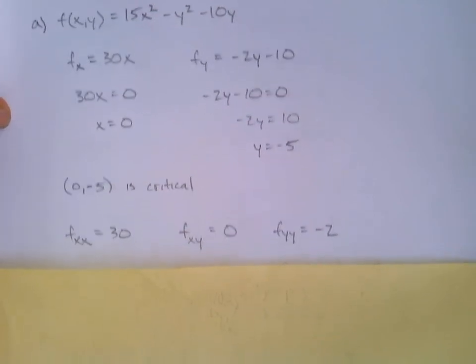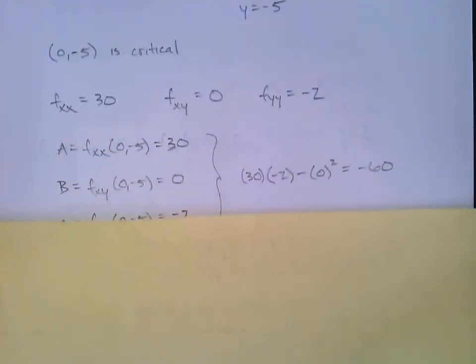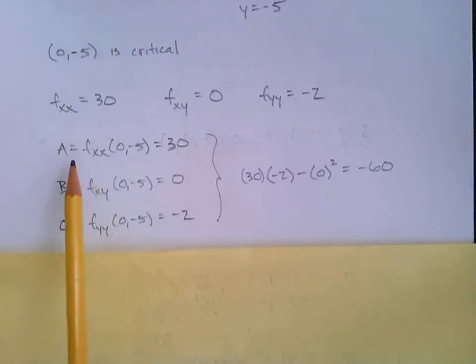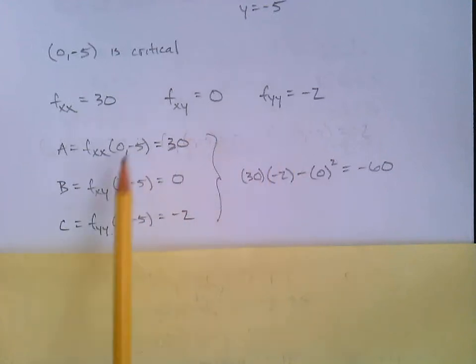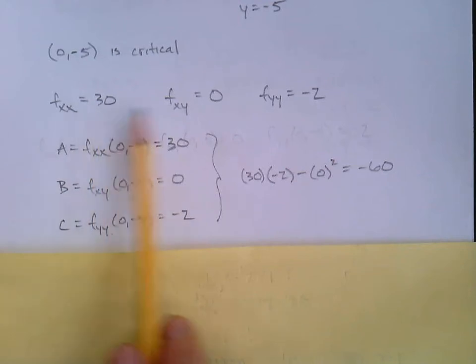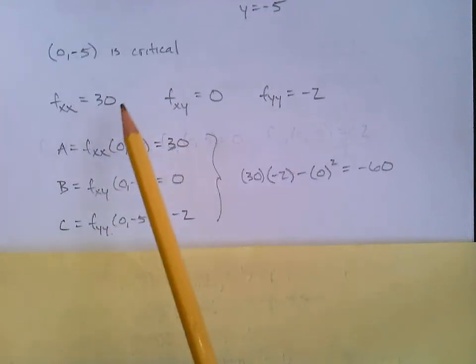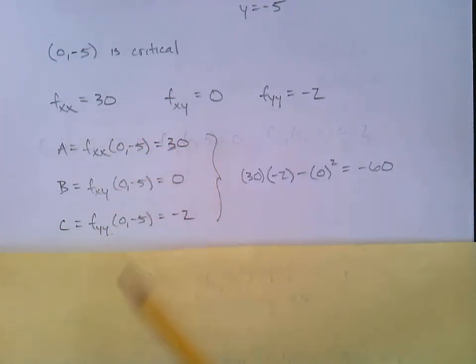So what do we do next? We're going to plug, and I'm showing you a lot of work here, but we're going to plug our critical point into all three of these. And that's our values of A, B, and C. Now, of course, all three of those second derivatives are just numbers, so there's not anything to plug in for x and y. If these had x and y, we would plug those values into them, obviously, but they're not, so we just get the same numbers, 30, 0, and negative 2 for A, B, and C.